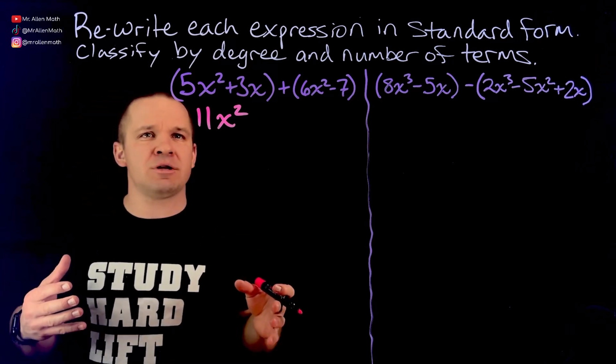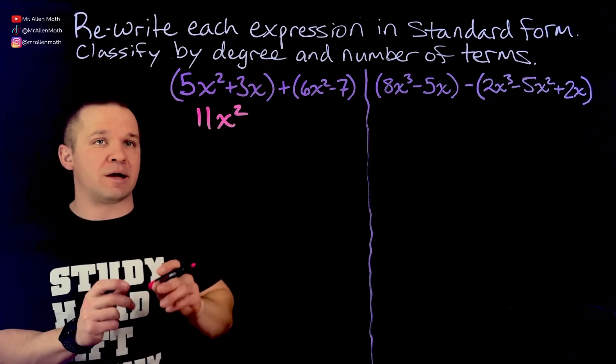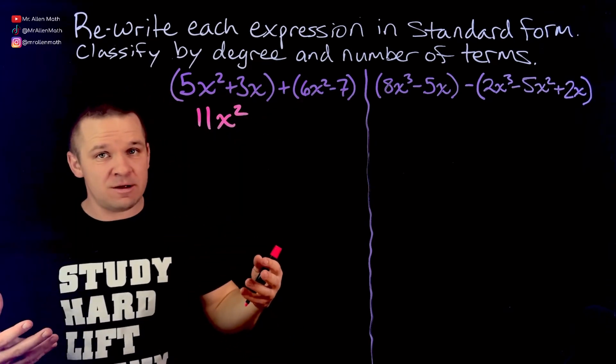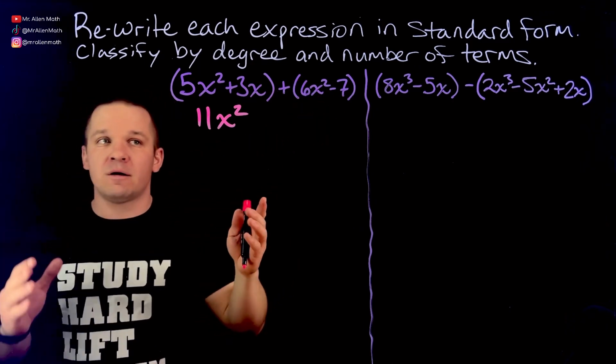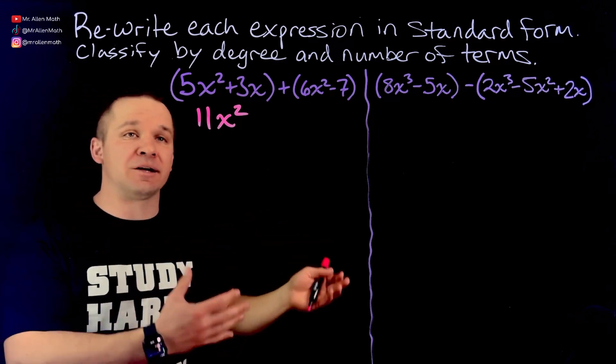Common misconception is when you're adding them together, it becomes like x to the fourth. That's when you're multiplying, okay? So if I was multiplying, I'd have 5 times 6. That's 30. And then I'd have x squared times x squared. That would be x to the fourth. But because the operation is addition here, we're going to be adding these, aka combining like terms.